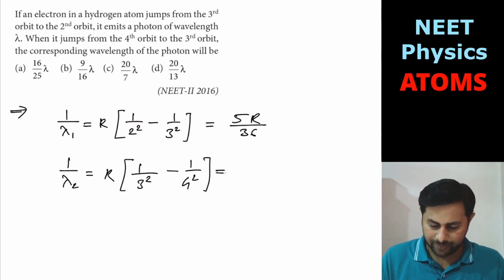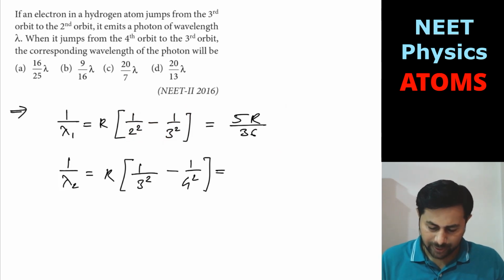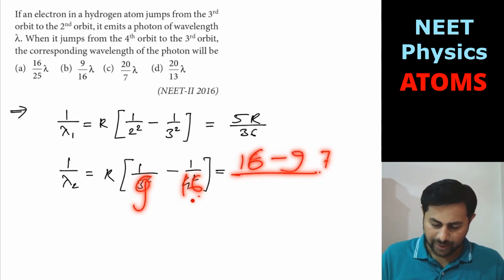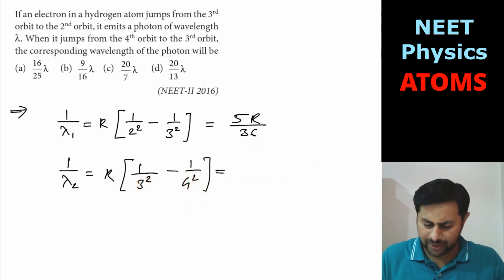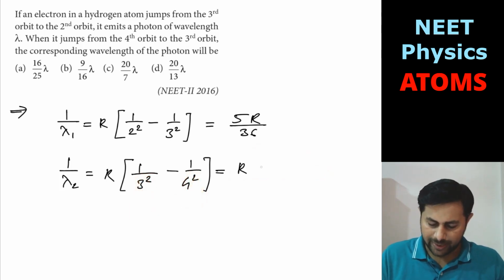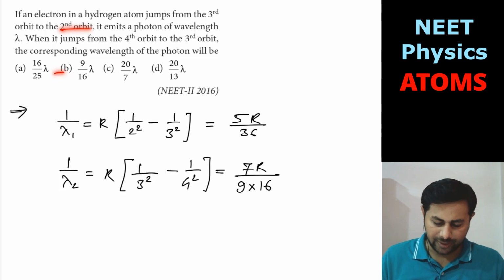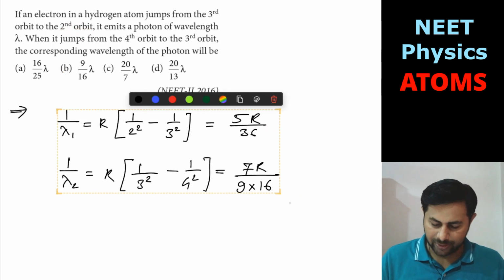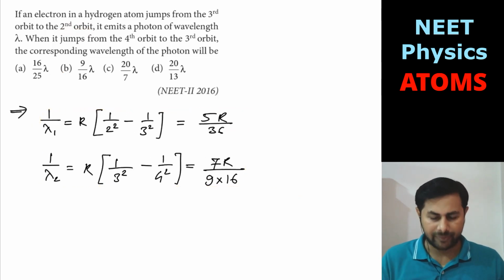And what about this one? This one is 9, and this is 16. So 16 minus 9, that's 7, and 16 times 9 in the denominator. Let's keep it that way only. So R times 7R divided by 9 times 16. Okay, and we want first to second, so let's divide by the first equation. We want lambda 1 is to lambda 2, so let's divide by the first equation.